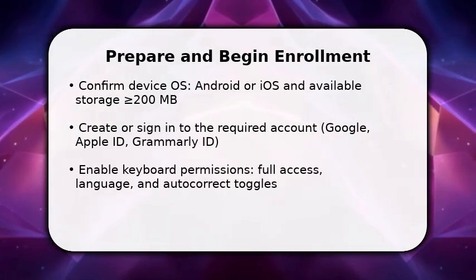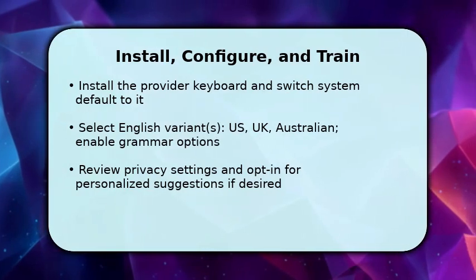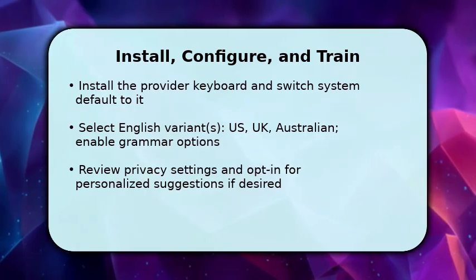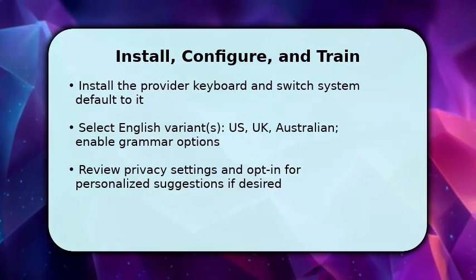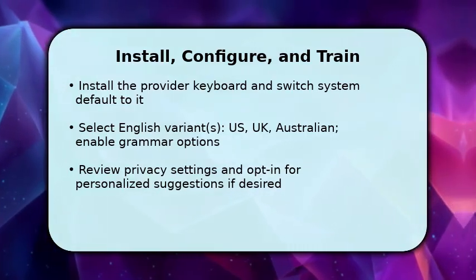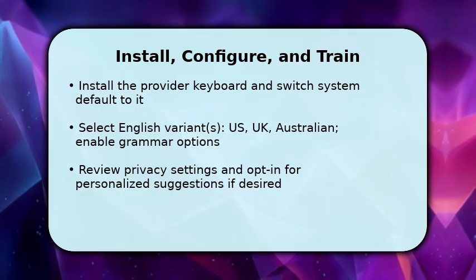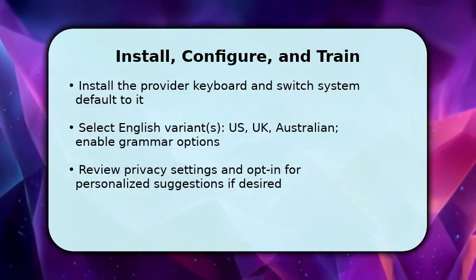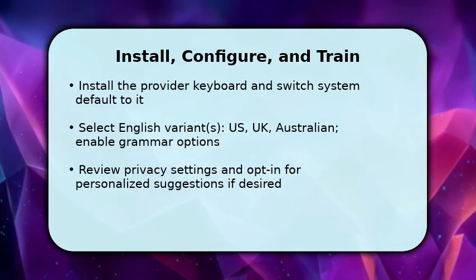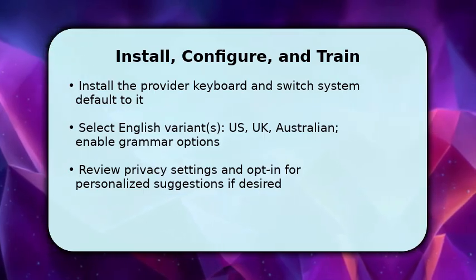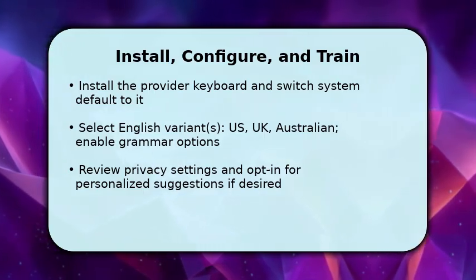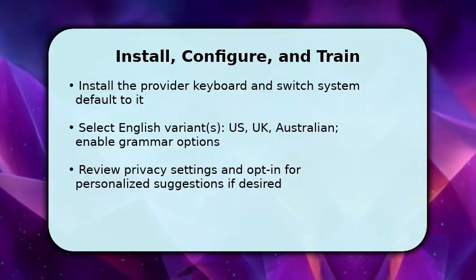Next, install and set the premium keyboard as your system default. You must enable the English variant you want and turn on grammar and context options. These drive premium corrections. Then open the app's onboarding and allow personalization so the model adapts to your style. Adjust aggressiveness. Conservative for few replacements, aggressive for automatic fixes.